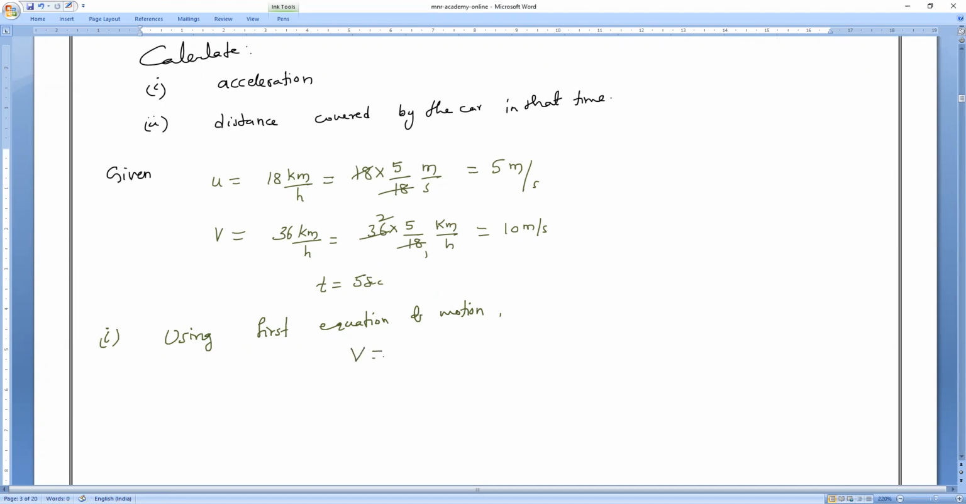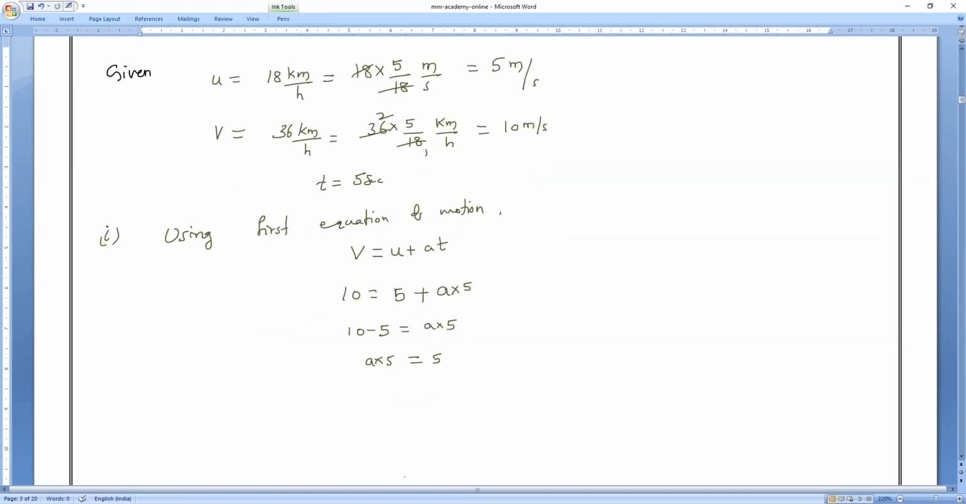So what is the first equation? v equals u plus at. Final velocity is 10, initial velocity is 5, u plus a into time, which is 5. So now this plus 5 will come to this side. What will it become, everybody? Minus 5. 10 minus 5 equals a into 5. Now a into 5 is equal to 5.